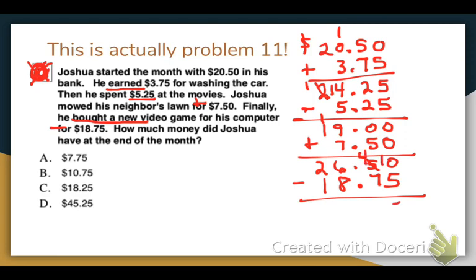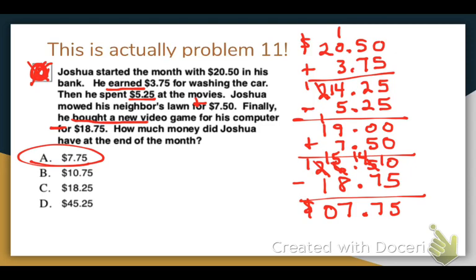10 minus 5 is 5. 4 minus 7, I have to borrow again. 14 minus 7. 5 minus 8, I need to borrow. 15 minus 8 is 7. And this is 0. So $7.75. Hey, look. Answer choice A.